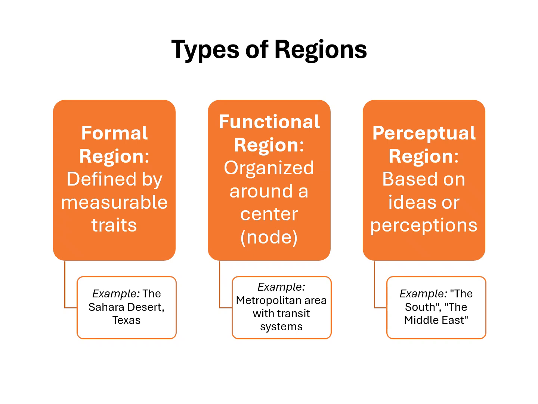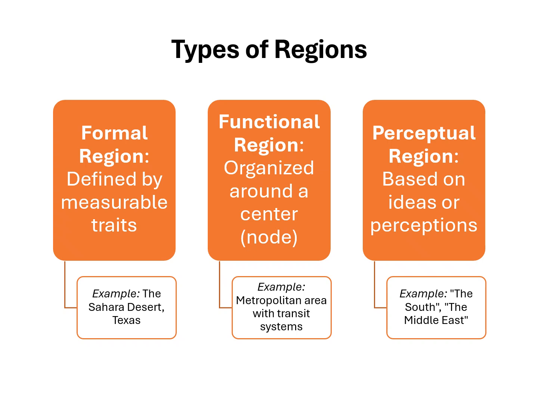Functional regions, also called nodal regions, are organized around a central node, a focal point. They are defined by movement or flow. A good example here is a metropolitan area connected by a public transit system.